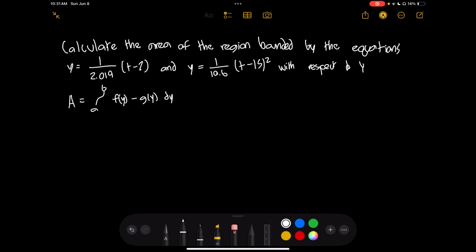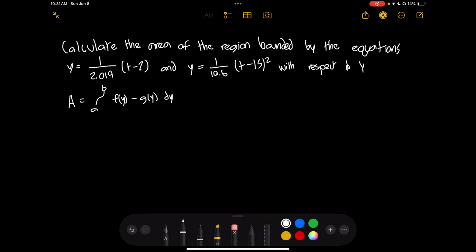We're going to calculate the area of the region bounded by the equations here with respect to y. So first let's go over the general equation. It'll be area equals the integral from a to b, which are our bounds, which will be y values. F of y will represent our rightmost function, minus g of y will represent our leftmost function. That will give us our width, and dy will give us our height at infinitely small periods.